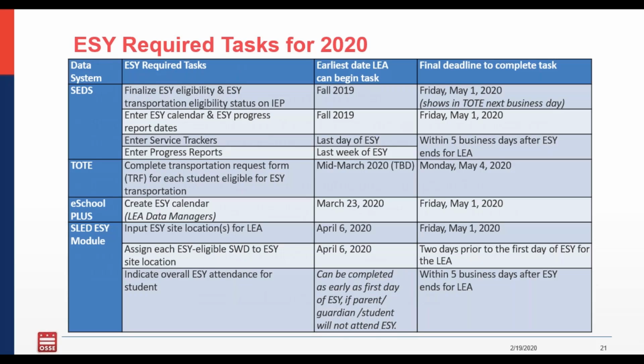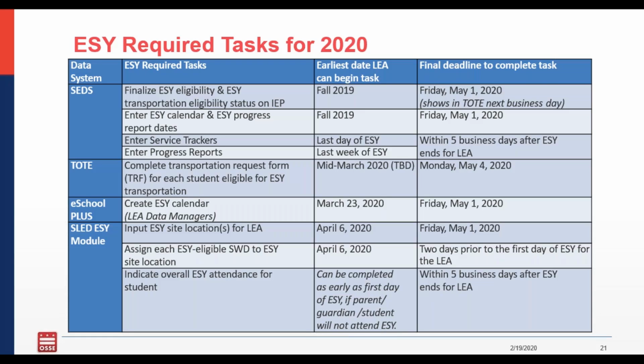Here is a chart of your responsibilities and the data systems in which you must complete those responsibilities. So in SEDS, you're going to be finalizing ESY eligibility and ESY transportation eligibility on students' IEPs. You could have been doing that as early as fall, but the final deadline for that is Friday, May 1, 2020. This is because it takes a day for those students to populate in TOTE.